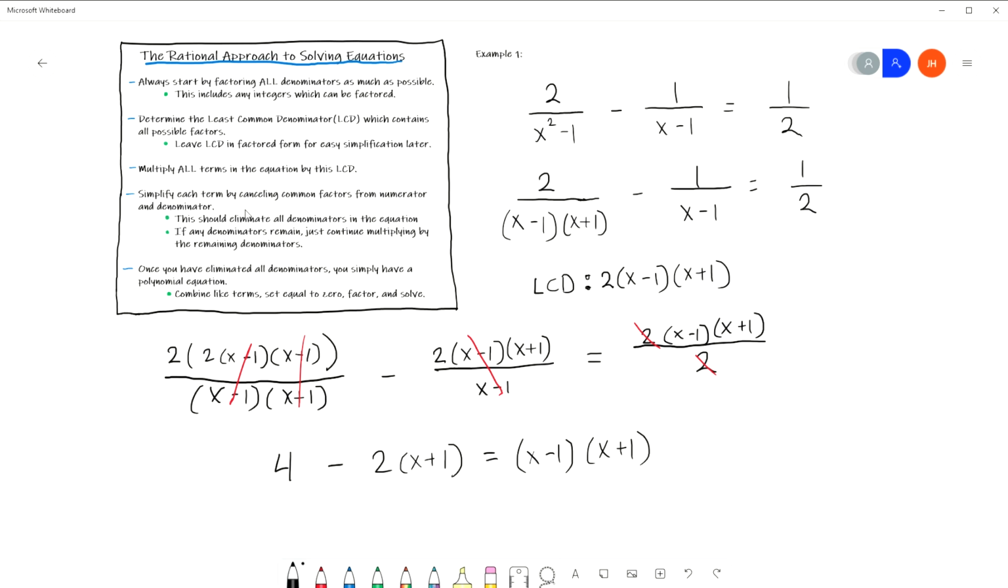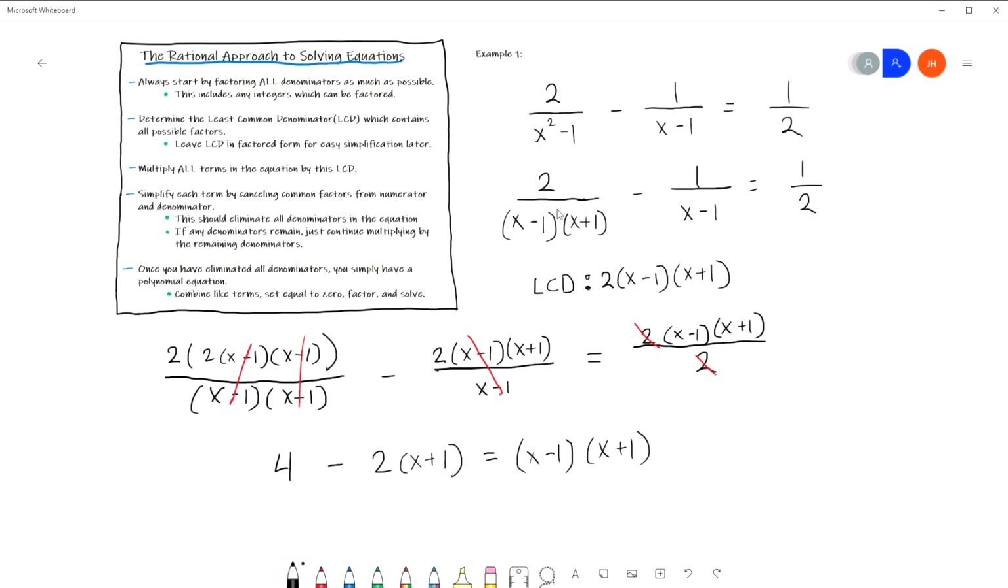Now, when I simplify this, this should eliminate all of the denominators in the equation. Notice how I no longer have any denominators because I multiplied by my least common denominator. If you end up with any denominators, let's say I somehow ended up with an x plus 1 on the denominator somewhere, it usually just means you accidentally didn't have enough factors in your least common denominator. It's a simple enough fix. If you still have denominators, just continue multiplying by them.